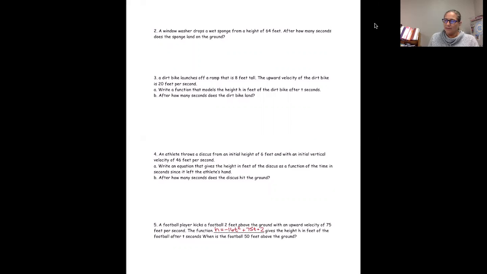A window washer drops a wet sponge from a height of 64 feet. After how many seconds does the sponge land on the ground? Again, our height is equal to 0. So 0 is equal to negative 16t squared plus 64. There's your initial height. 16t squared equals 64. Divide by 16, t squared is equal to 4, t is plus or minus 2, and t is going to equal 2 seconds.